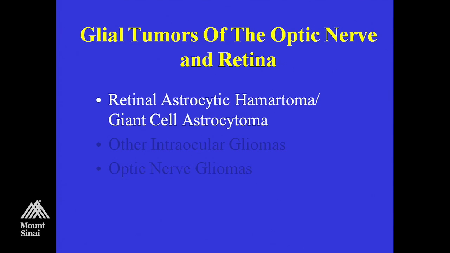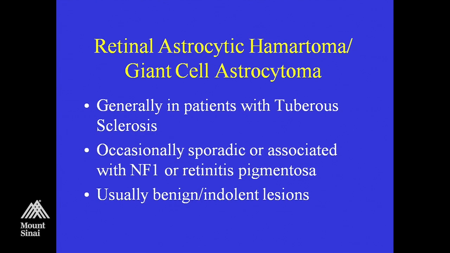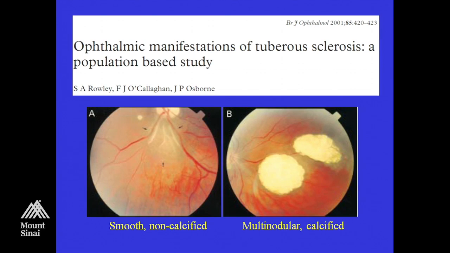So turning to our first tumor today, this goes by a number of different names, probably most commonly called retinal astrocytic hamartoma, sometimes called giant cell astrocytoma of retina. These tend to occur in patients who have tuberous sclerosis. Occasionally, you can see sporadic lesions or similar appearing tumors in patients with NF1 or retinitis pigmentosa, but generally associated with TS. They tend to be rather benign or indolently growing lesions.